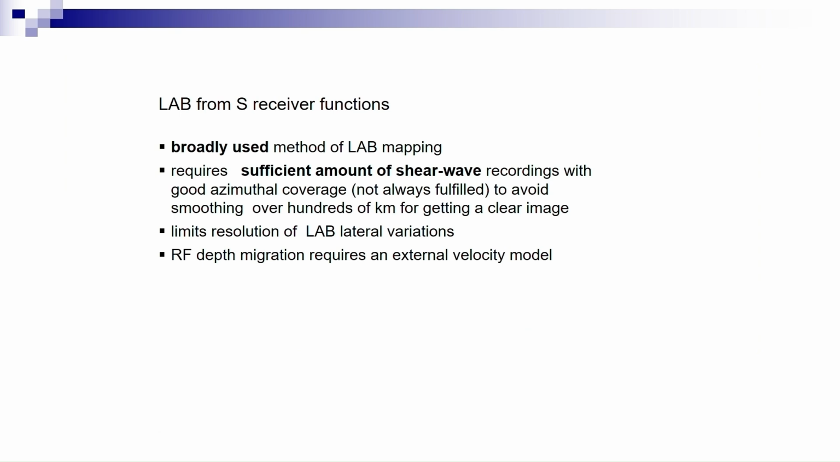The SP receiver function is the broadly used method for mapping the LAB in seismology. However, for getting a clear LAB image, the method requires a large amount of shear wave recordings with good azimuthal coverage, which is not always fulfilled. Otherwise, smoothing over hundreds of kilometers limits the resolution of lateral variations of the LAB.